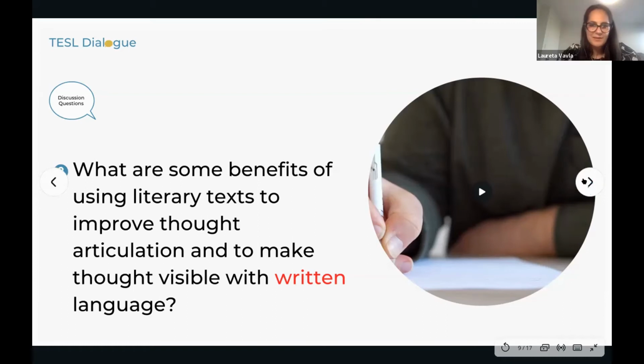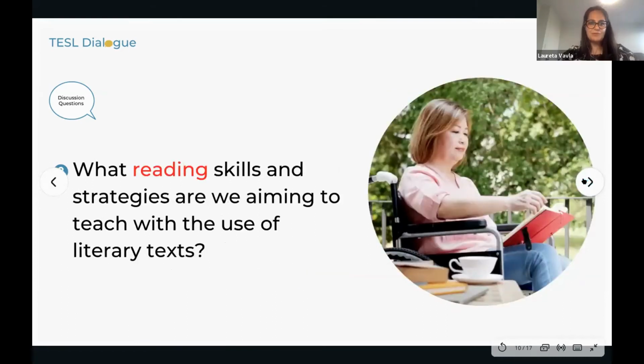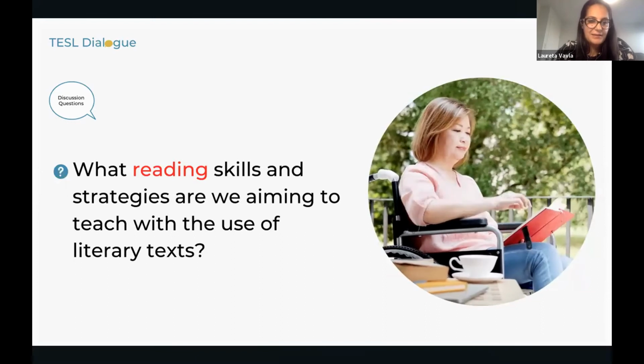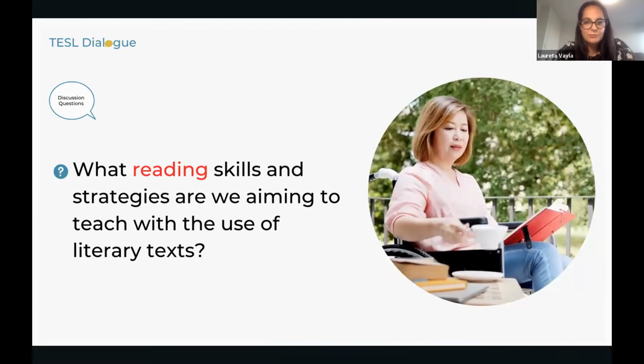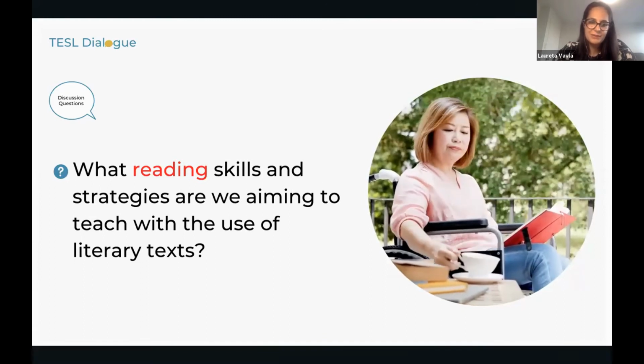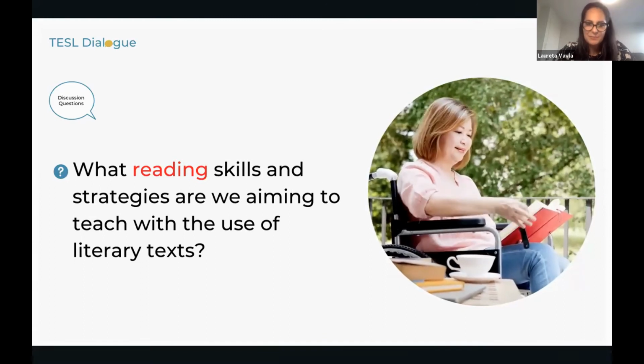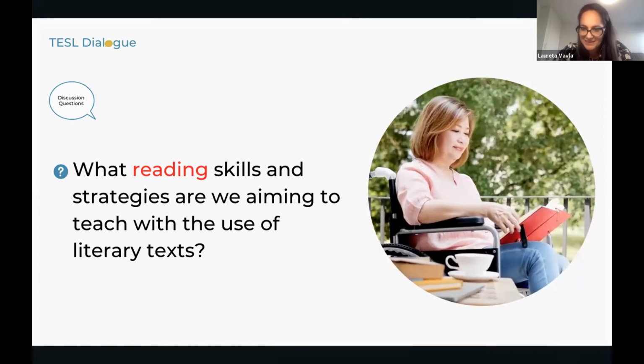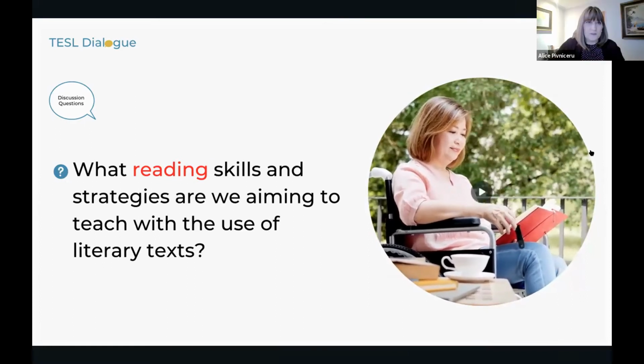Okay. So our next question focuses on reading skills. And the question is, what reading skills and strategies are we aiming to teach with the use of literary text? We touched a bit on this, but if there's anything else, Alice. I can be a little bit more specific on this.